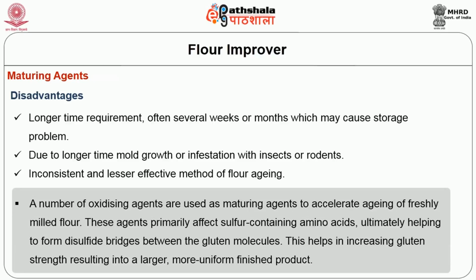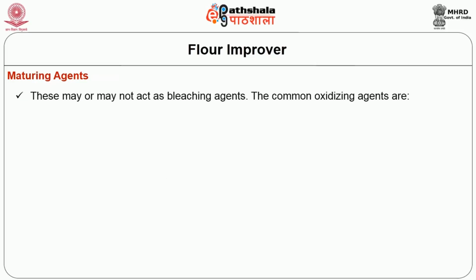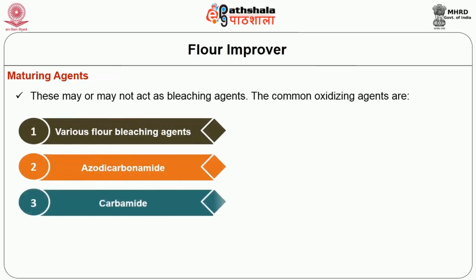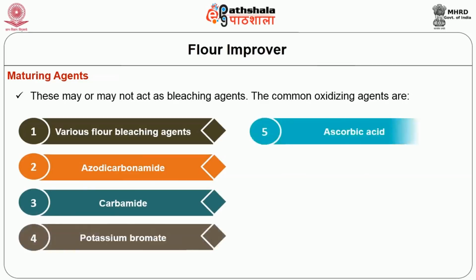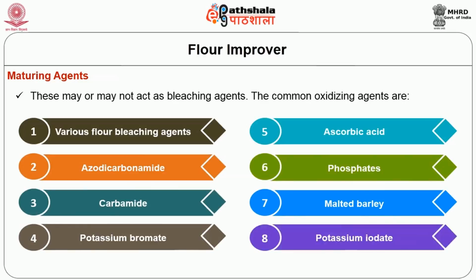flour. These agents primarily affect the sulfur containing amino acids, ultimately helping to form disulfide bridges between the gluten molecules. This helps in increasing gluten strength, resulting into a larger, more uniform finished product. These may or may not act as bleaching agents. The common oxidizing agents are various flour bleaching agents, azodicarbonamide, carbamide, potassium bromide, ascorbic acid, phosphates, malted barley, and potassium iodate.